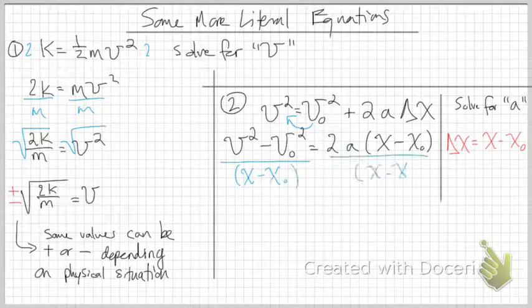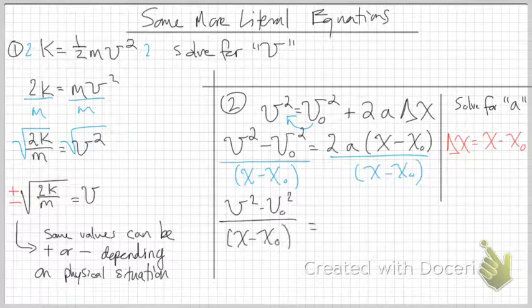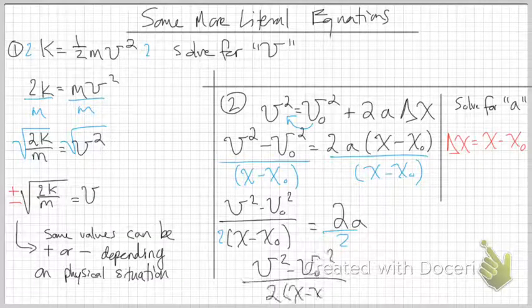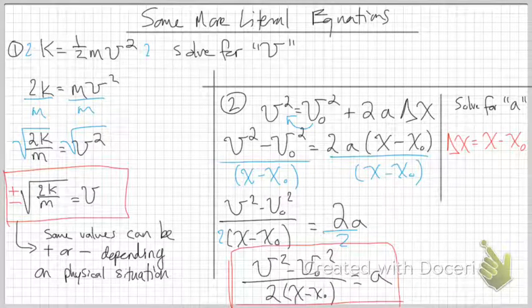I'll divide both sides by x minus x naught. Then I'll divide by 2, because I'm taking every step possible, and finally solving for a. Make sure we have done that subtraction first of v naught squared onto the other side of our equation.